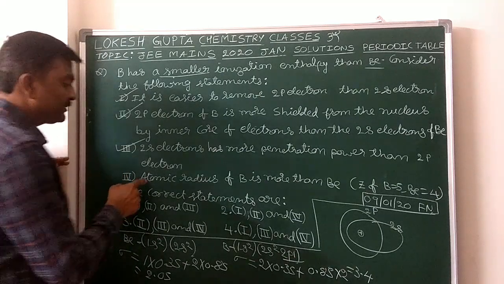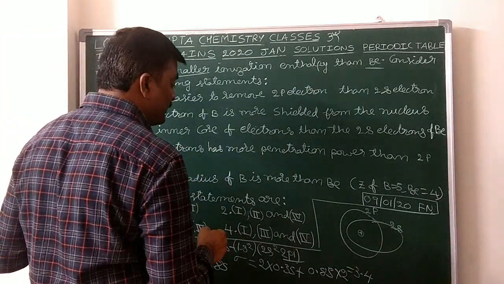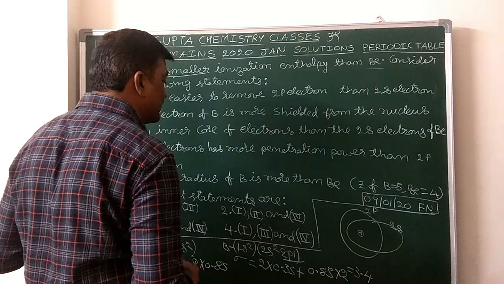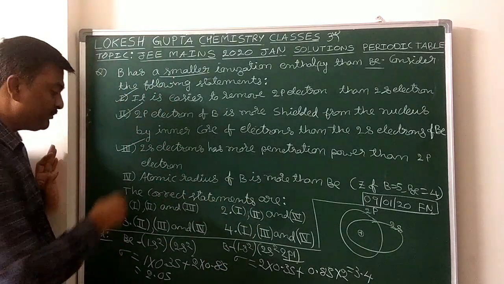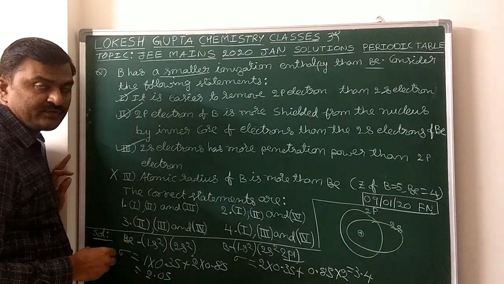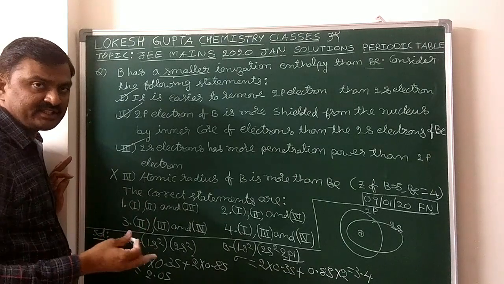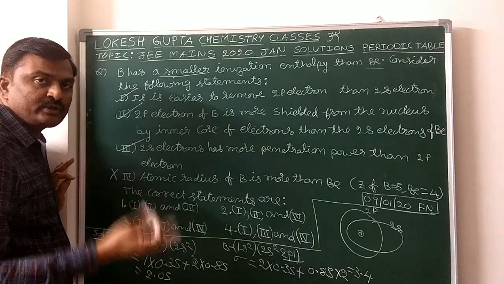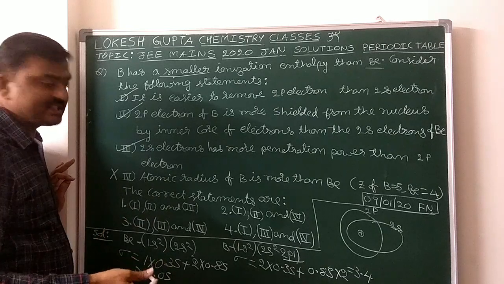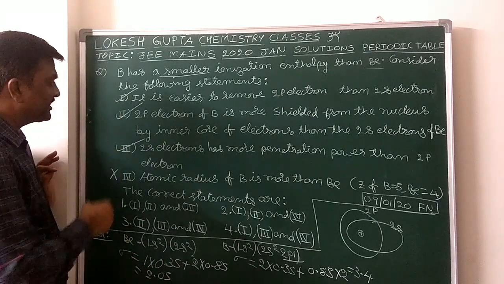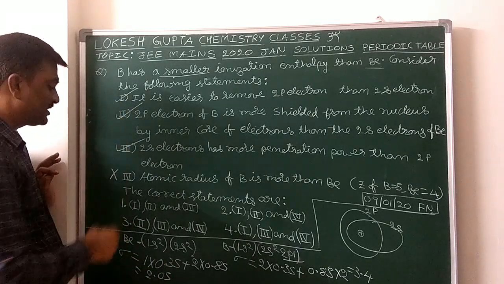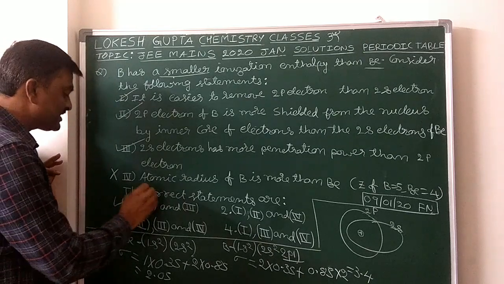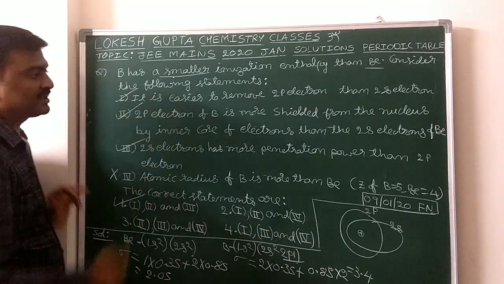Now the fourth statement: atomic radius of boron is more than that of beryllium. No, it is wrong. In periods, from left to right, atomic radius decreases. From beryllium to boron also, atomic radius decreases. So what are the correct statements? First, second and third. So the correct answer is option 1. So that is the answer.